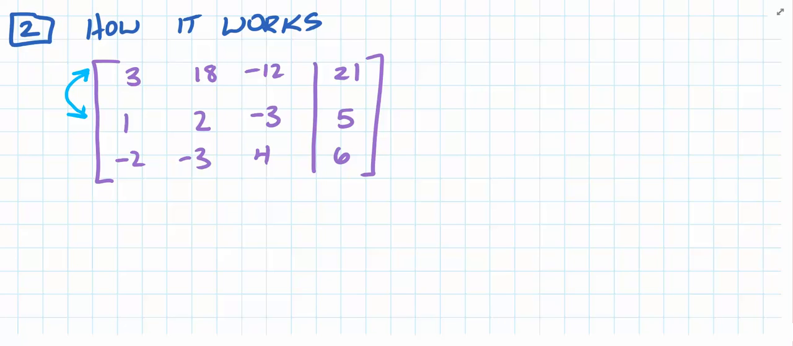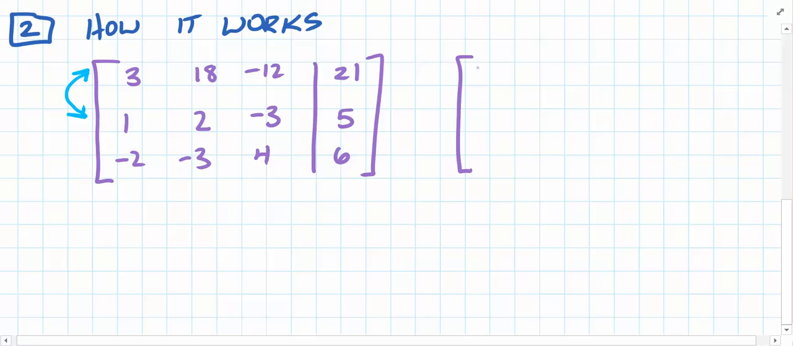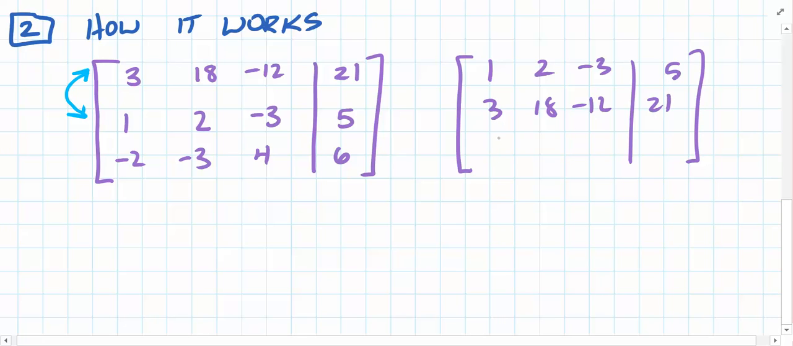I'm just saying, we'll get to the why we want to do it later. I'm just showing you an example of what it looks like, okay? So if we did that, it would look like this, and leave some space to the left. It would look like this: 1, 2, negative 3, and then a 5. And then a 3, 18, negative 12, and 21. A negative 2, negative 3, 4, and 6. Okay, so that's what it would look like.